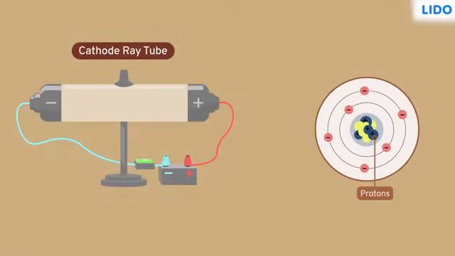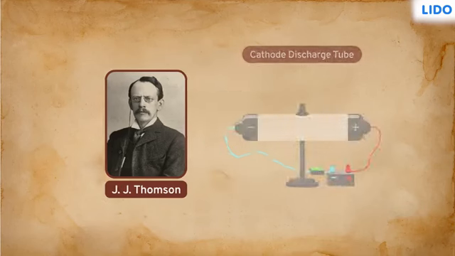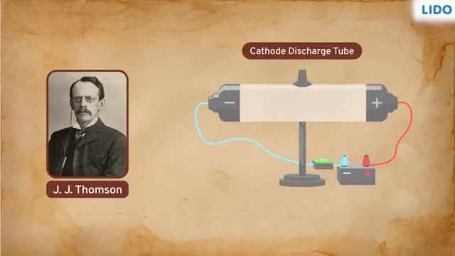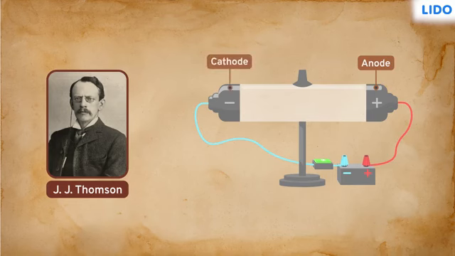But did you know that cathode ray tubes played a major role in the discovery of subatomic particles? Yes, in 1897, J.J. Thomson studied a cathode discharge tube with a metal plate fitted at either ends. One of the metal plates was connected to the positive terminal of a battery. It is called the anode plate. The other was connected to the negative terminal of the battery, and it is called the cathode plate.